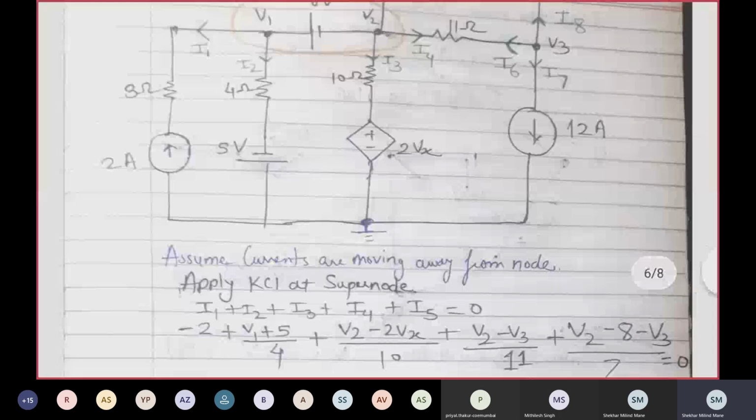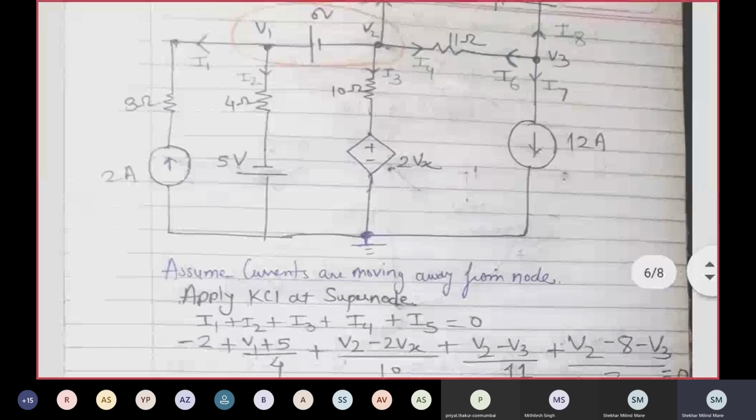And I3. I3 is going from node 2 to ground. Node 2, then this voltage 2Vx, and then ground. So I can write V2, then positive to negative, that's why V2 minus 2Vx upon 10.